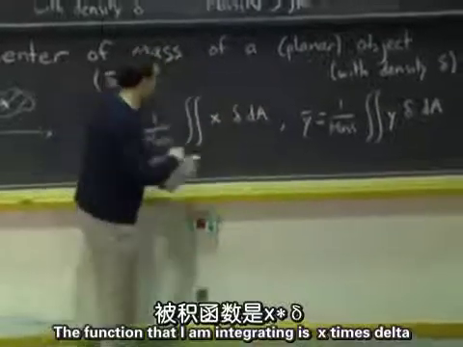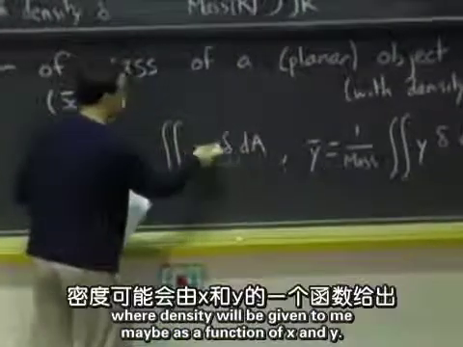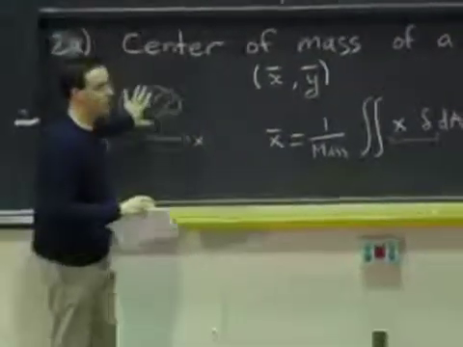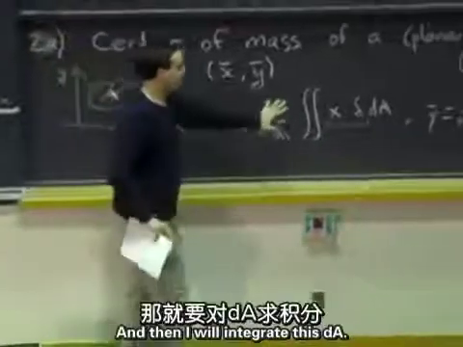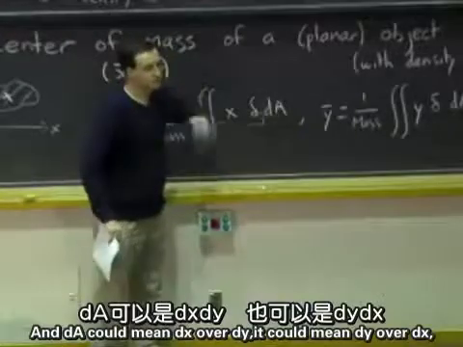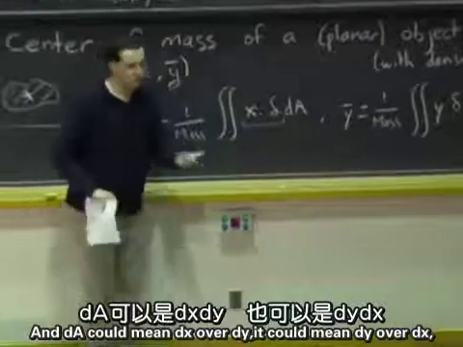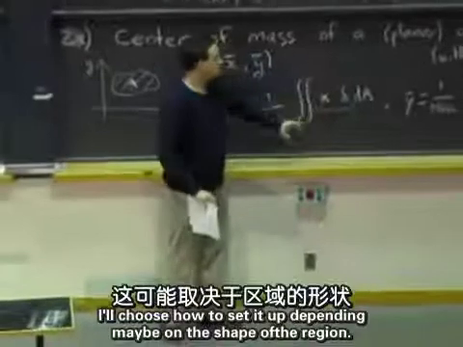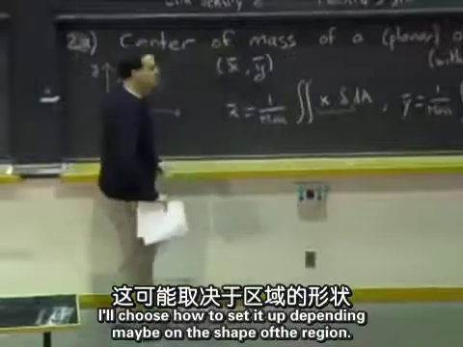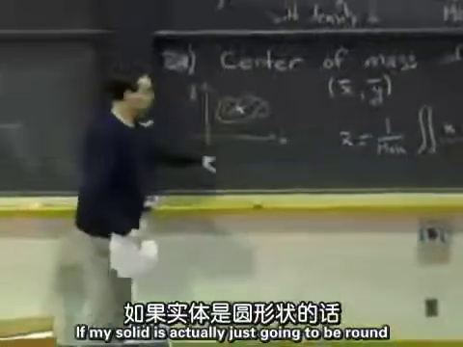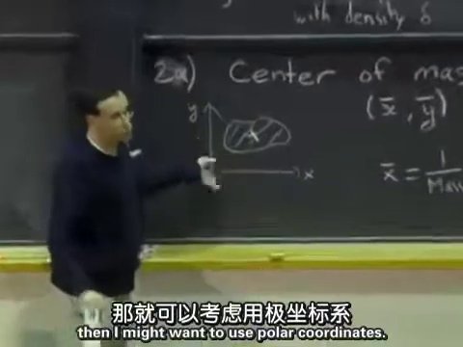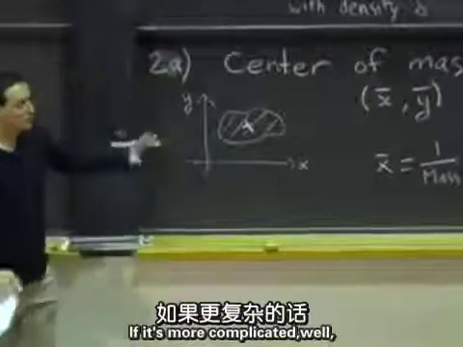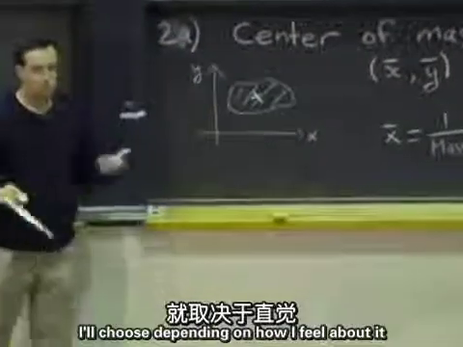So here, the function that I'm integrating is x times delta, where delta, the density, will be given to me maybe as a function of x and y. And then I will integrate this dA. And dA could mean dx dy, could mean dy dx, could mean r dr d theta. I will choose how to set it up depending maybe on the shape of the region. If my solid is going to be round, then I might want to use polar coordinates. If it's a square, I might want to use xy coordinates. If it's more complicated, well, I will choose depending on how I feel about it.